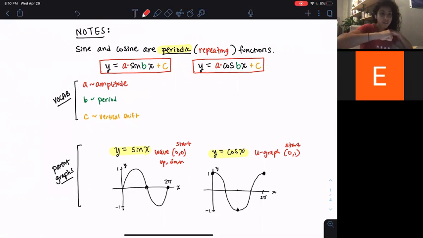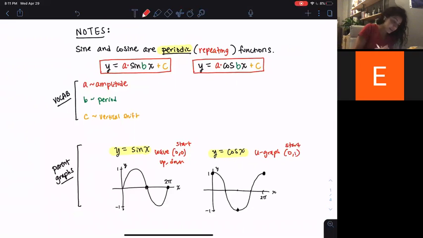So the one that starts at 0, 0, is that sine or cosine? The one that starts at 0, 0 is sine, and then it waves up and down. The one that starts at 0, 1, the U graph, which one is that? The U graph would be cosine, and it dips down and goes back up, okay? So just know the general shapes of the graphs. These are very, very important in our future lessons.